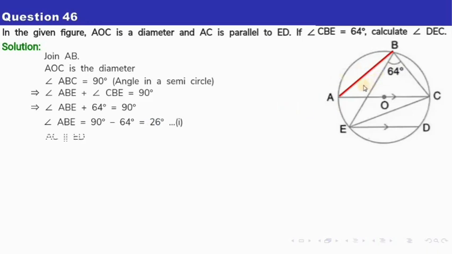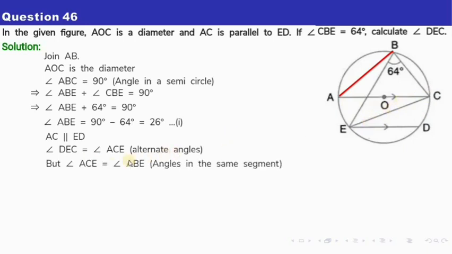Alright, now AC is parallel to ED, right? AC is parallel to ED. So that's why this EC acts like your transversal. So let me see that these two are alternate angles, right? So that's what is written here. So DEC will be equal to ACE because they are alternate angles, right? Now it is given that ACE will be equal to ABE. Why? Because they are angles in the same segment. That is, if I draw this line AE, then in this segment, okay, so it is making angle ABE and ACE, right?